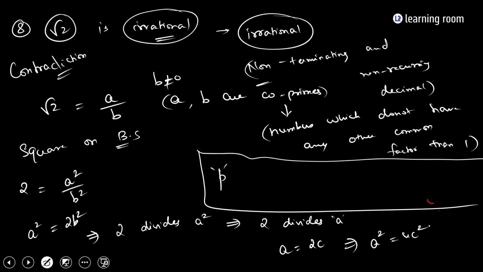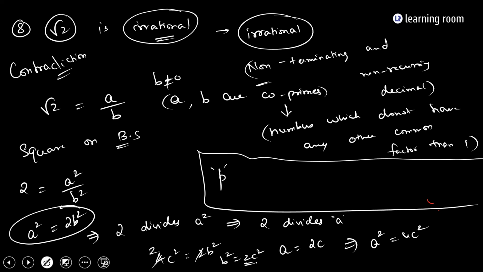Then we substitute A square as 2B square on the left hand side. So 4C square is equal to 2B square. Then what do you get? 2 and 4 get cancelled. So B square is equal to 2C square.